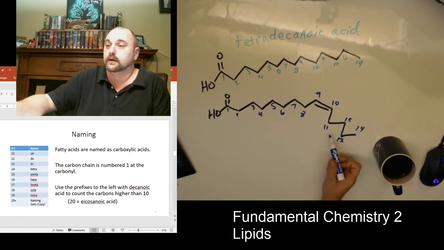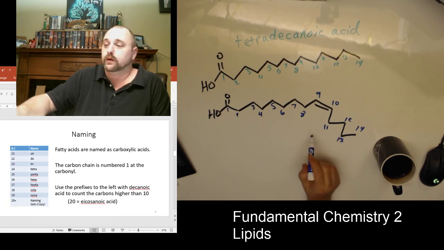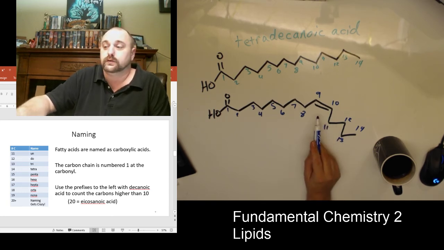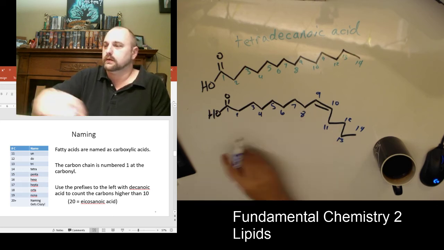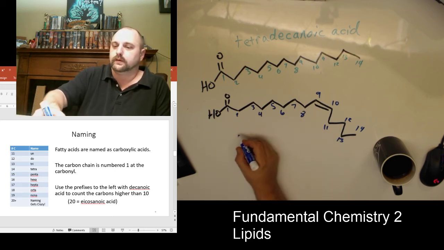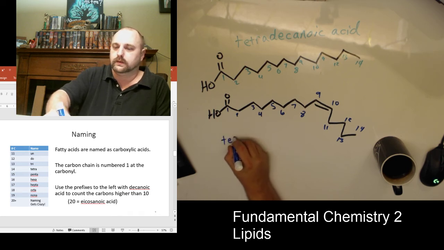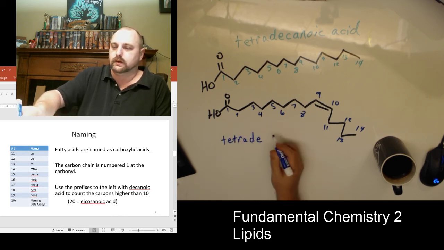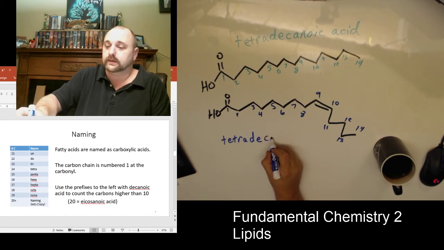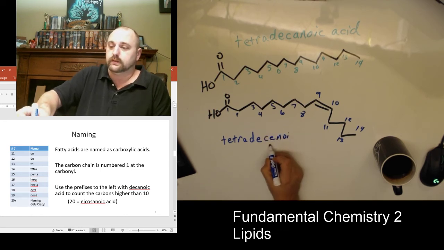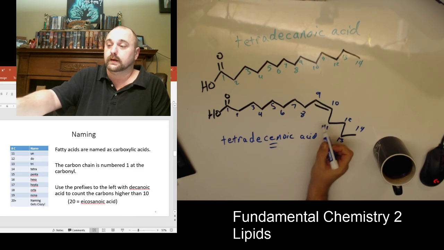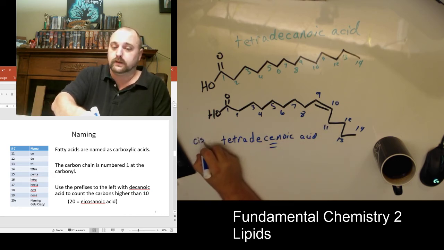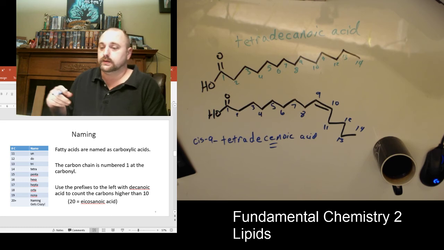Alright, now we've got an added problem of having an alkene. So you name the alkene and then you drop the E, add oic acid. So we're adding in, well, it's almost the same number of carbons, all right? So tetra, and instead of decane, it's decenoic acid. So it's got this E, and this is at 9, so it is a cis-9-tetradecenoic acid.